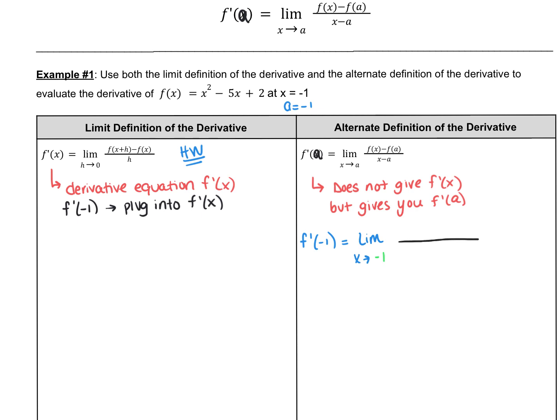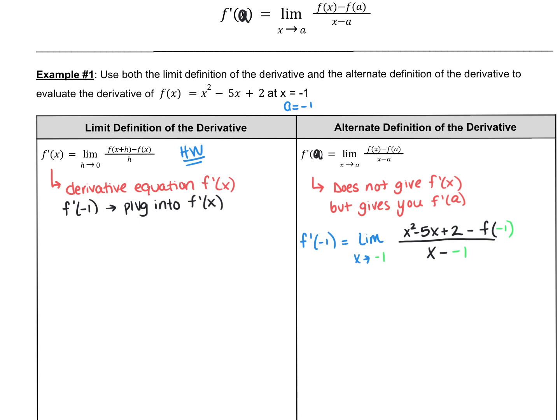And f of x, this piece, is your original function, f of x. So we're going to go ahead and put that in. So x squared minus 5x plus 2. And then our minus f of a, we're going to substitute our a value to be -1. So f of -1. And then the bottom is x minus a. So x minus our a value, which is -1. So double negative. So notice I put the a here, here, and here. F of x is your original function, and this is your f of -1.